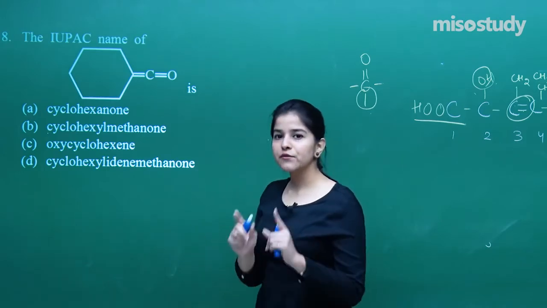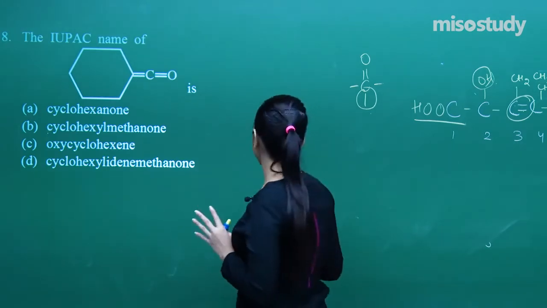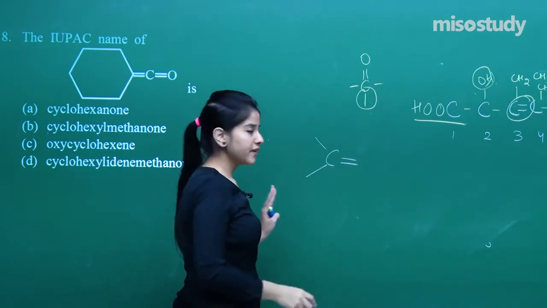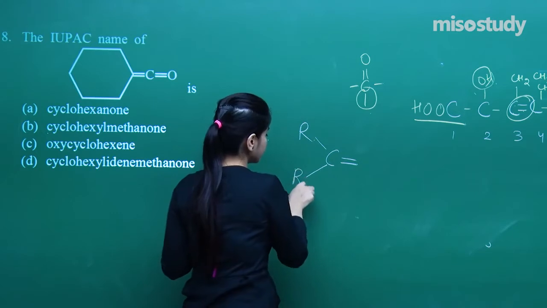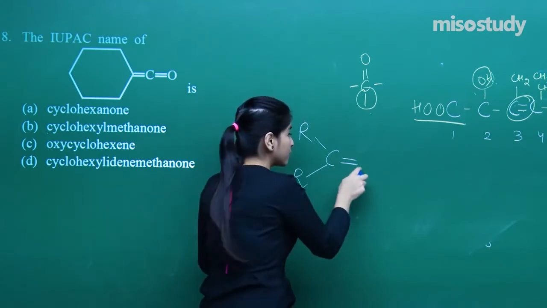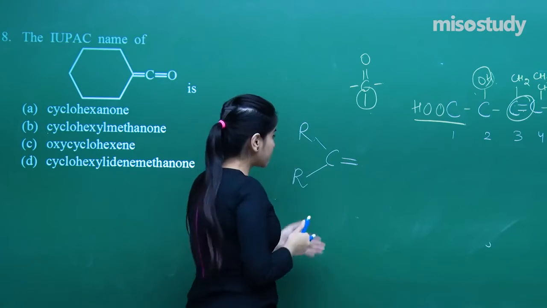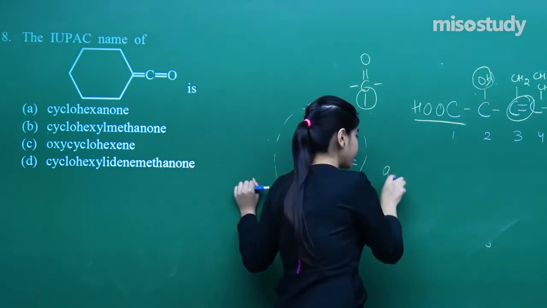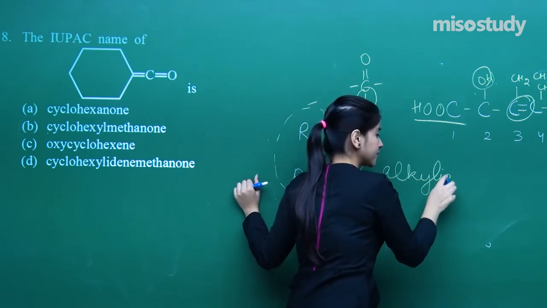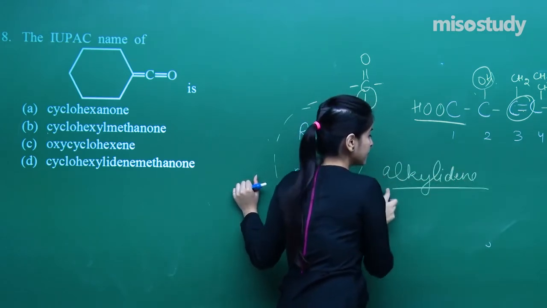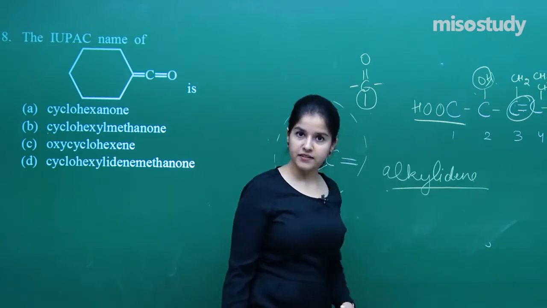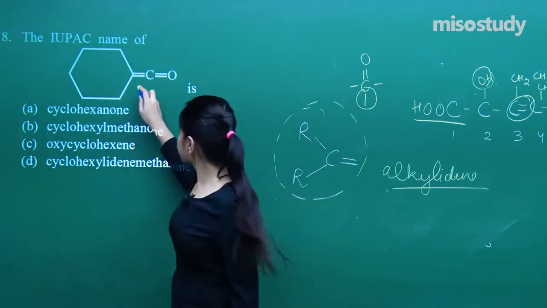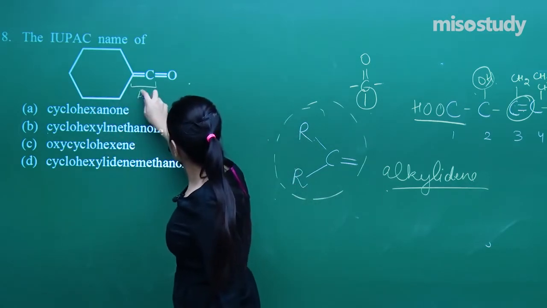So if you see over here, I would like to tell you one thing about a particular group. So if you have a group something like this, here having similar kind of alkyl groups attached and a carbon which is doubly bonded. This particular group is always known as what? Alkylidene. This is always known as alkylidene. So can you see a similar kind of a scenario over here? This is nothing but alkylidene.